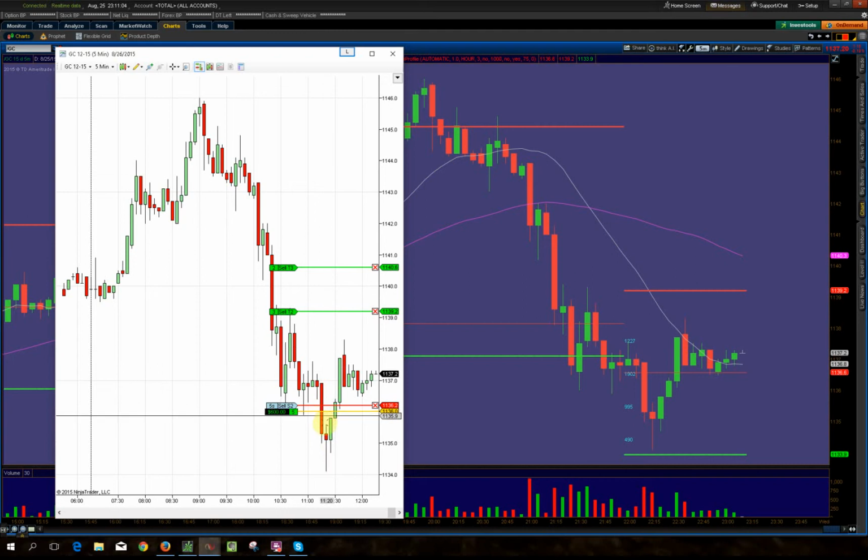Now I have 5 contracts remaining, so I pushed this up, and I cannot lose on this trade anymore. Right? So I already locked in my profits plus whatever else the market wants to give me, and that's the setup.